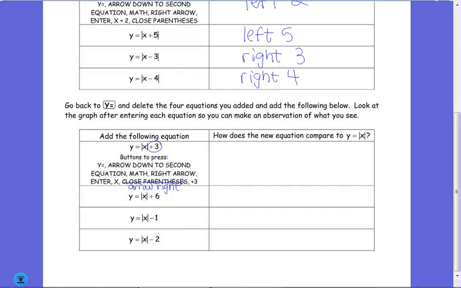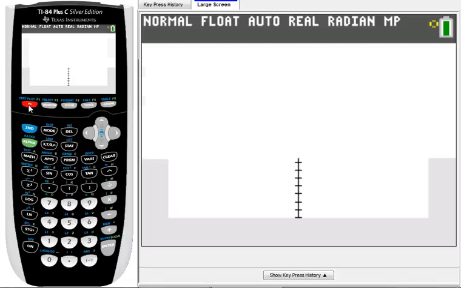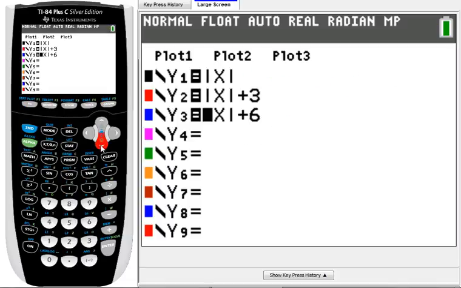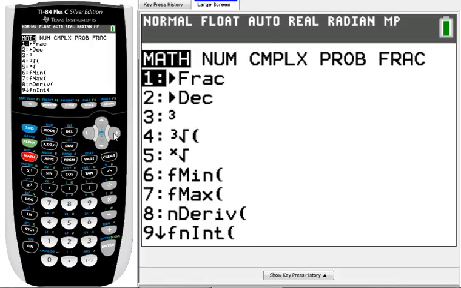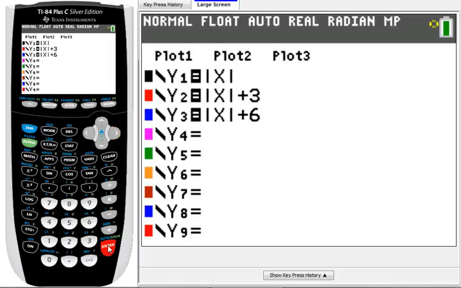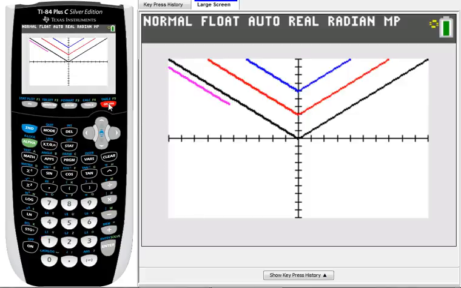Okay, so let's look at the next one. Y equals absolute value of x -1 outside of the bars. Go to y equals. Go down to the 4th equation, math, over right 1, enter, x goes in the bars, arrow right, -1 goes outside the bars, and press graph. Okay, so again, pause the video and write down any changes that you see.